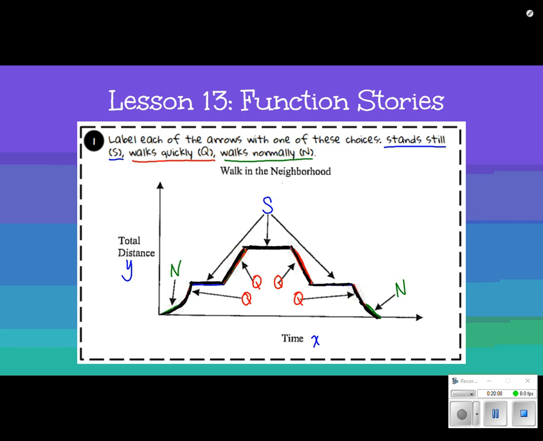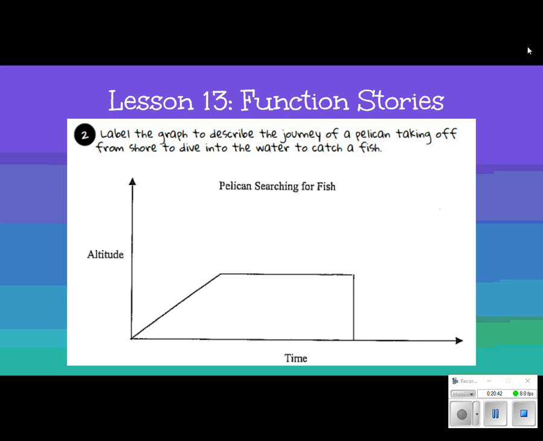So, it doesn't have to be the greatest story, but it does need to match what's going on in the graph. All right, so I've got another graph. I want you to sketch this out on your paper, and we're going to label what's going on. It has a nice title. It's about a pelican searching for fish.